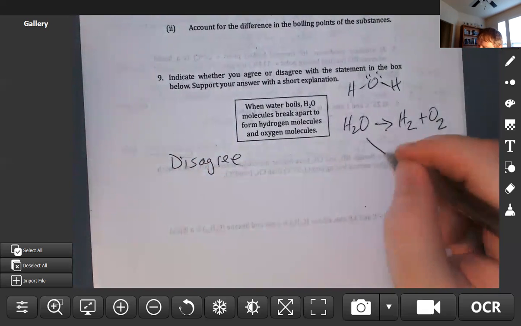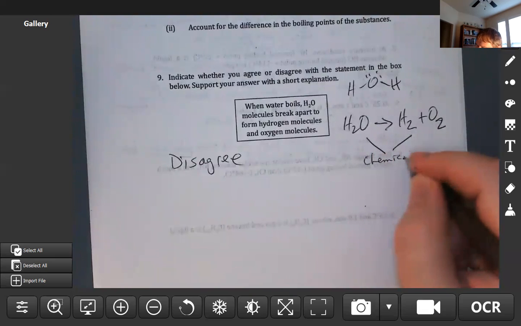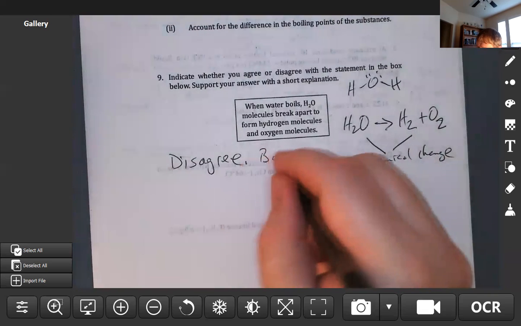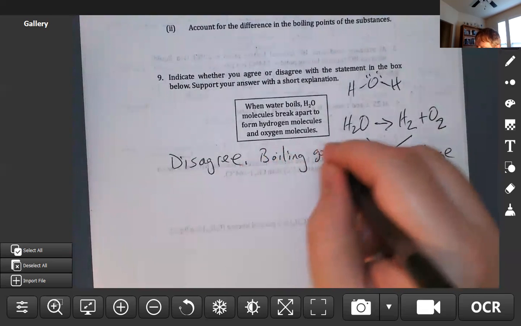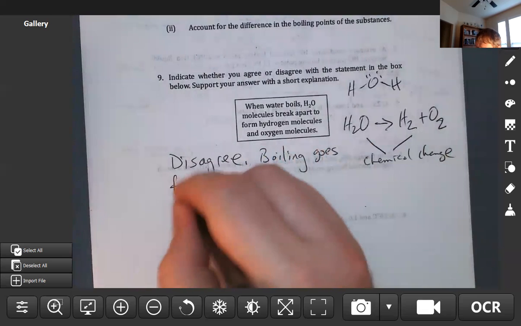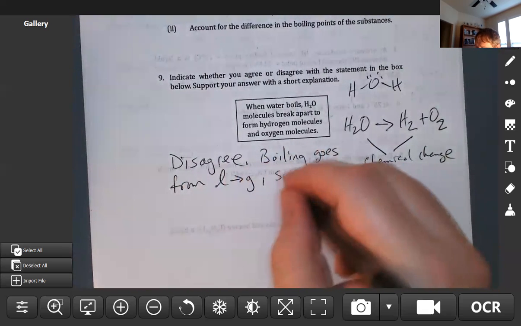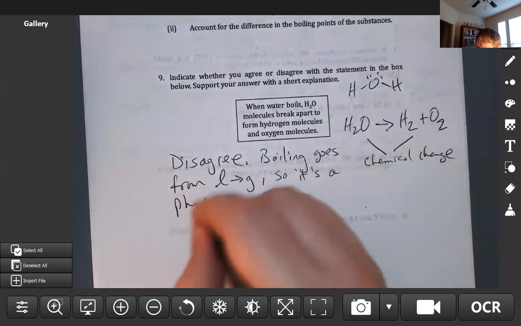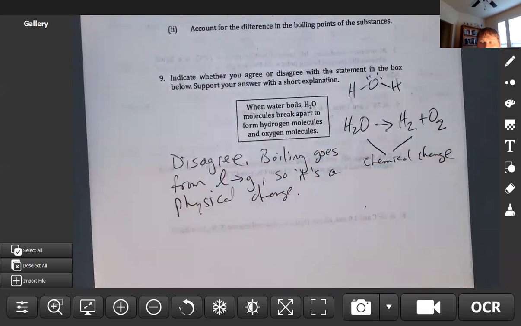What's being illustrated here is a chemical change, whereas boiling goes from liquid to gas. That's a phase change. And phase changes are physical, all of them, physical changes. Stuff you learned in middle school.